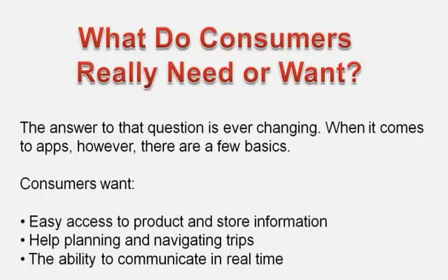What do consumers really need, or what do they want? The answer to that question is ever-changing when it comes to apps. However, here are a few basics. Consumers want easy access to product and store information. What is product and store information? Store information is their address, their phone number, okay, location, that information so that they can find the place. Help planning and navigating trips, door-to-door directions, and the ability to communicate in real time, meaning what? They want an interface on the front of that app where they can send a text message, or send an email, or click the tap to call, something they can communicate with immediately.